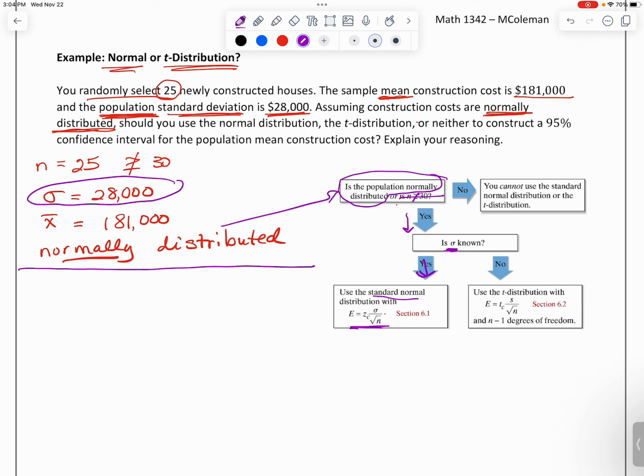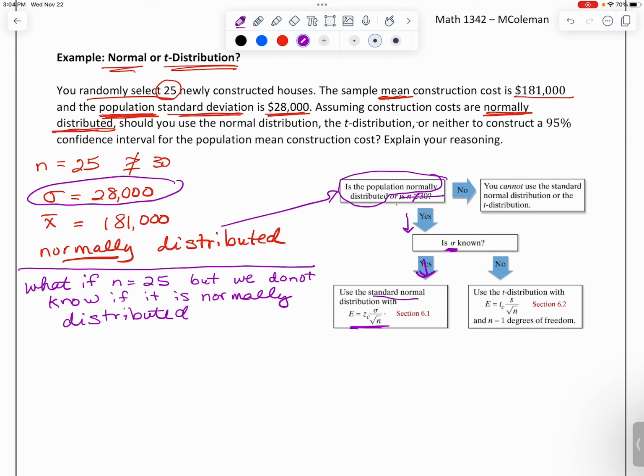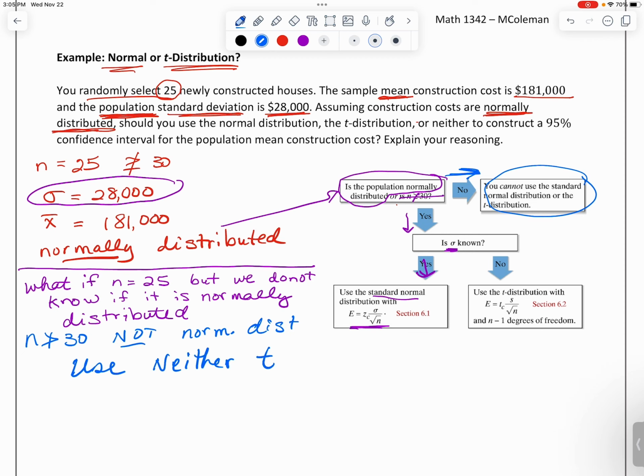So let's, using this example, play on it a little bit more. What if N was still equal to 25, but we do not know if it is normally distributed? So N is not greater than or equal to 30, and it is not normally distributed. So that would take us down this path. And the answer would be, we cannot use either. So I have to use neither T nor standard normal.